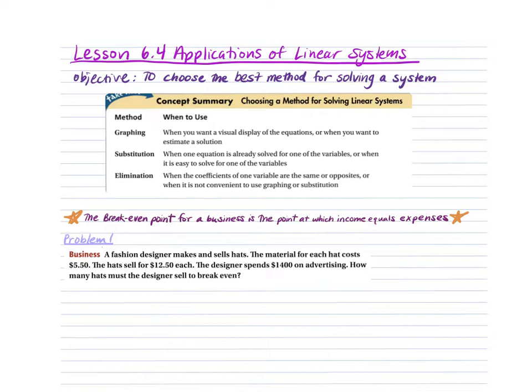So let's see what we're talking about. We have expenses, which are going to be the material, right? This is an expense. And then advertising is also an expense. Okay, so what we're trying to find is how many hats? So let's say x is the number of hats. So his expenses are going to be 1,400 plus 5.50 times the number of hats.